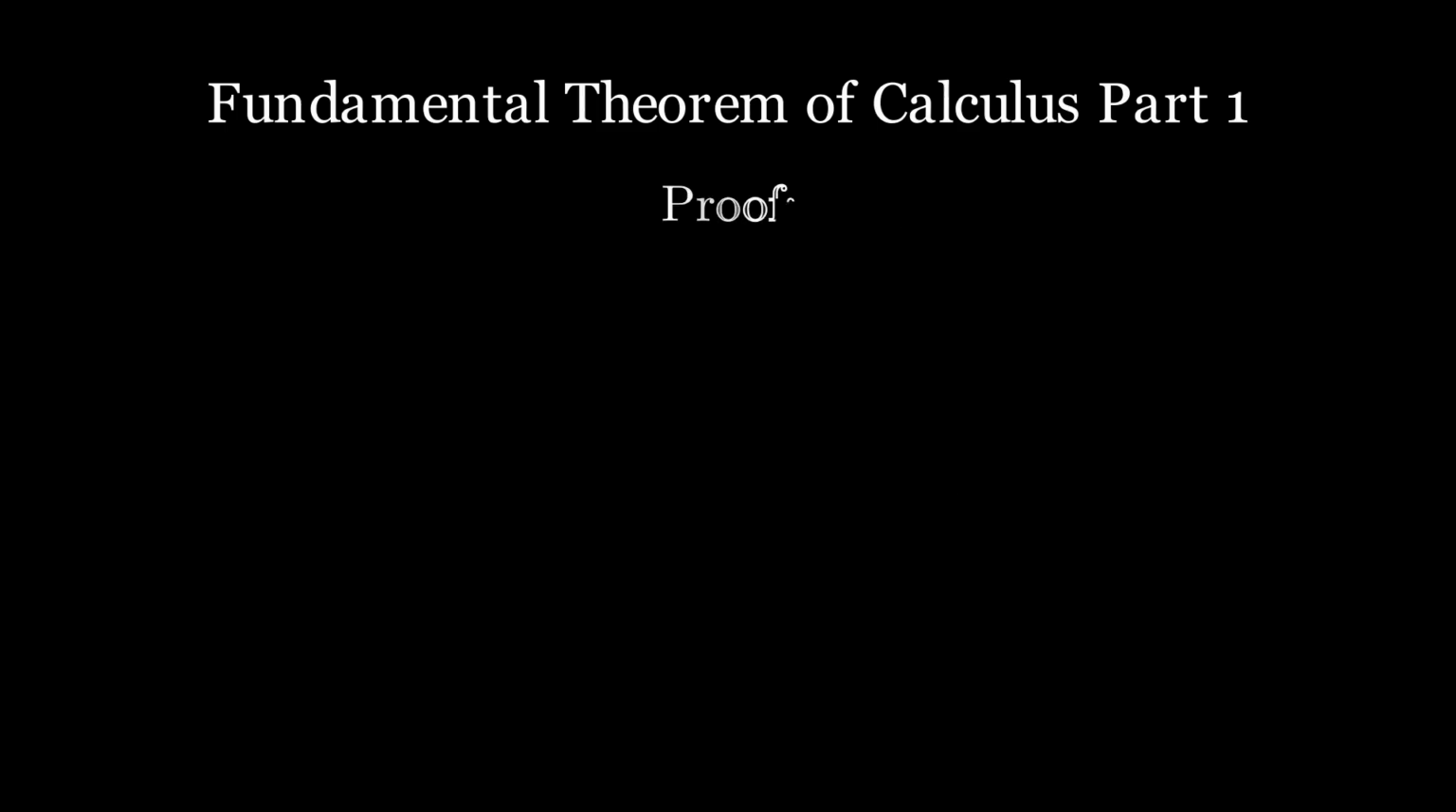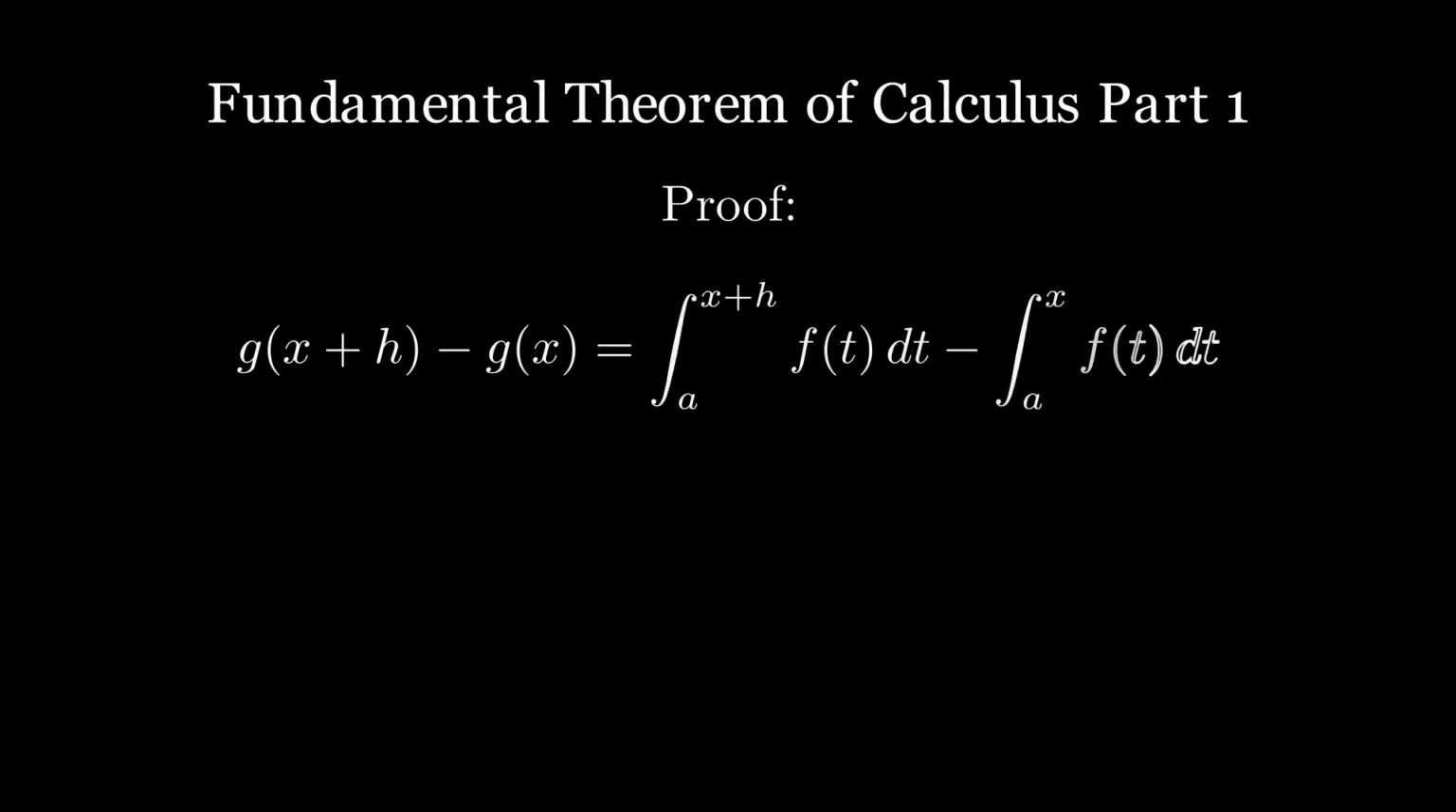The proof of the fundamental theorem of calculus, part 1, is as such. If g of x is the integral from a to x of f of t, then g of x plus h minus g of x is equal to the integral from a to x plus h of f of t minus the integral from a to x of f of t with respect to t. This makes sense as we are taking the area under the curve up to x plus h and subtracting the area up to x, starting from the lower bound of a.